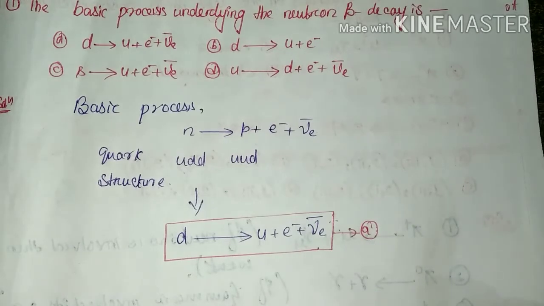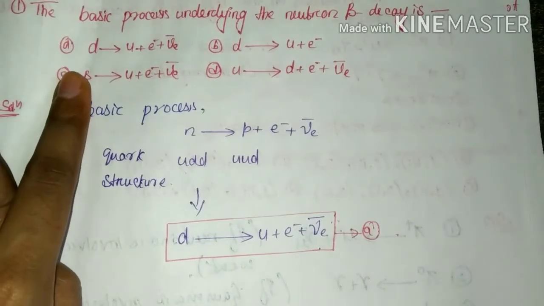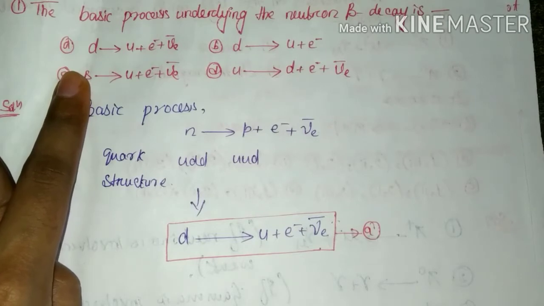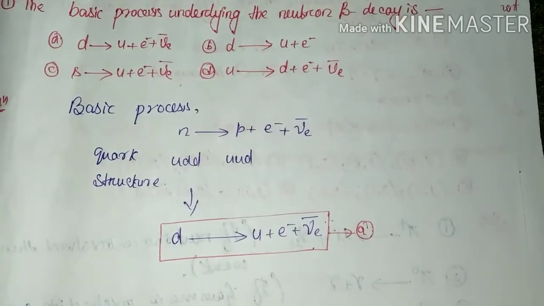So this is option A. This is the basic process which is underlying the neutron beta decay. So the correct option is option A. Now let's come to the next question.